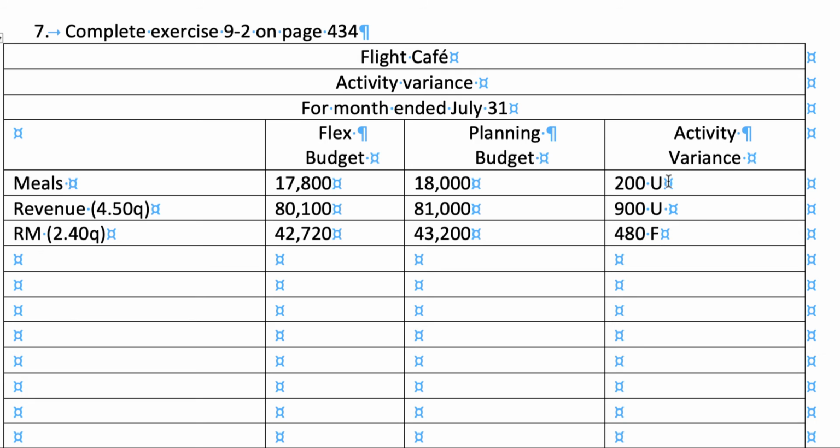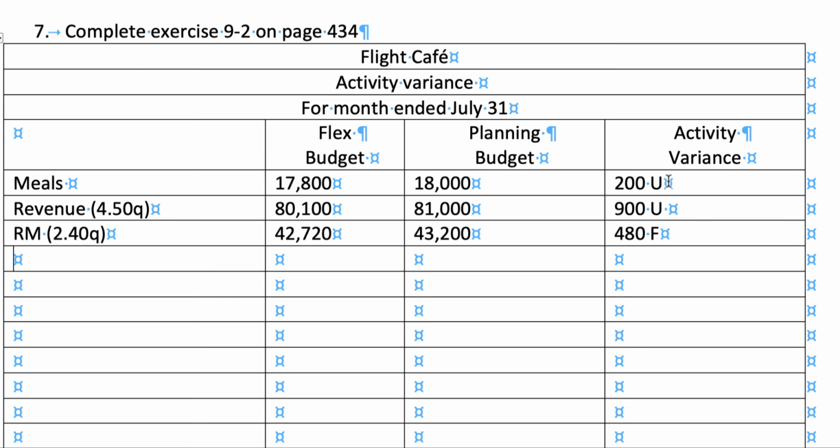Why are we favorable? Well, because look at the flex budget. Based on the actual level of activity, we incurred a raw materials expense of $42,720, but we budgeted for $43,200. So we're $480 favorable. Why does that exist? Well, because we're comparing the flex budget based on actual performance, what the numbers should be, based on this static planning numbers.